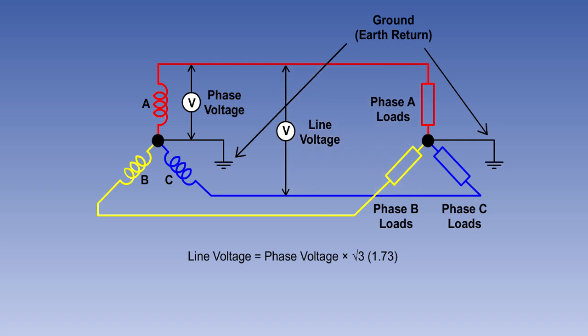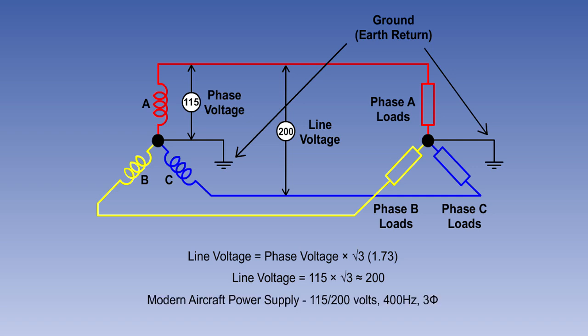The line voltage in a three-phase system can be found by multiplying the phase voltage by the square root of 3, or 1.73. The phase voltage of a typical aircraft supply system would be 115 volts. So from the formula, we can work out that the line voltage is 115 multiplied by root 3, which is approximately 200 volts.